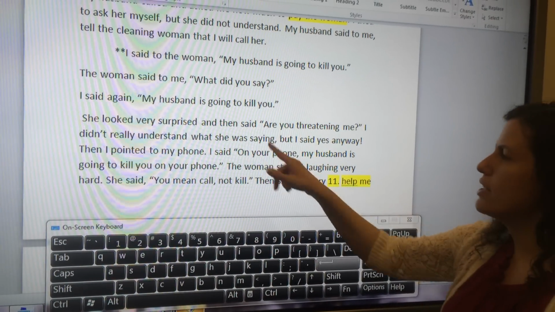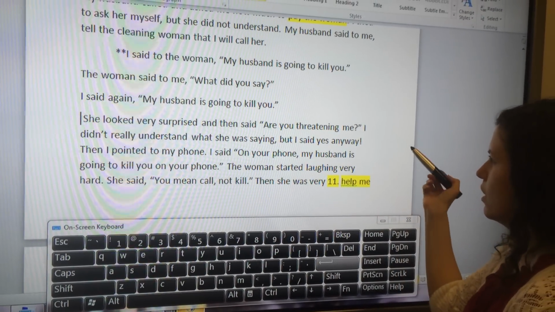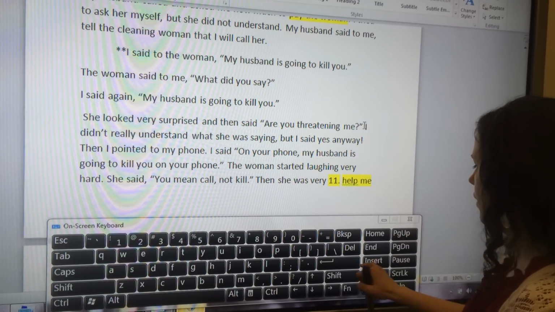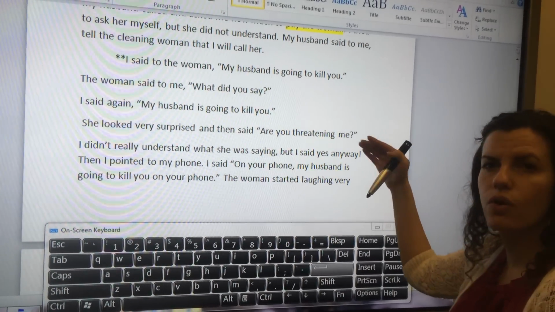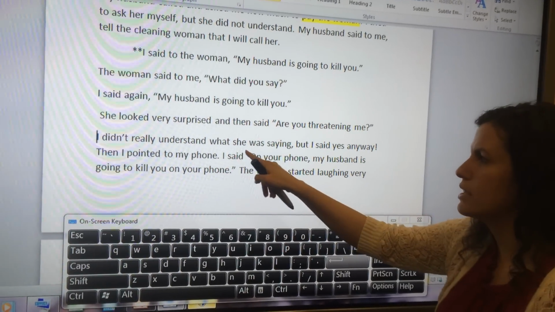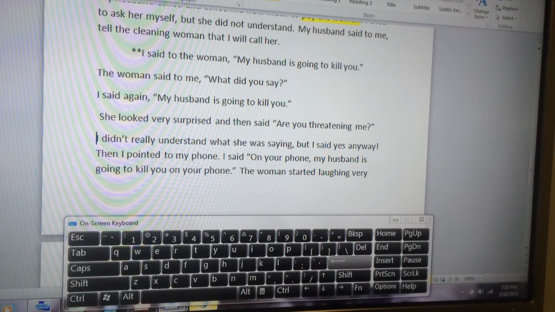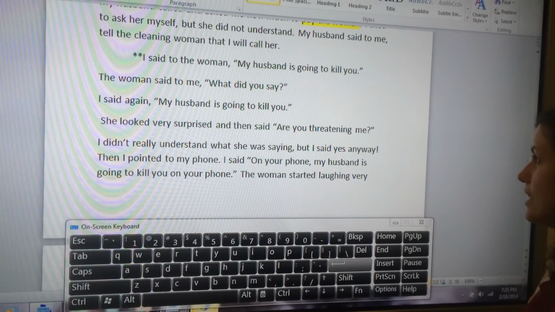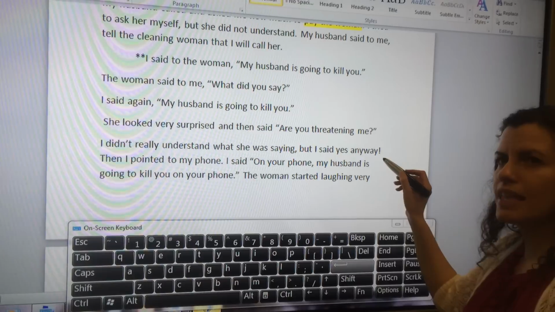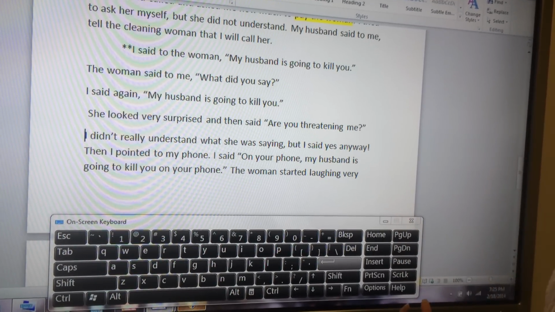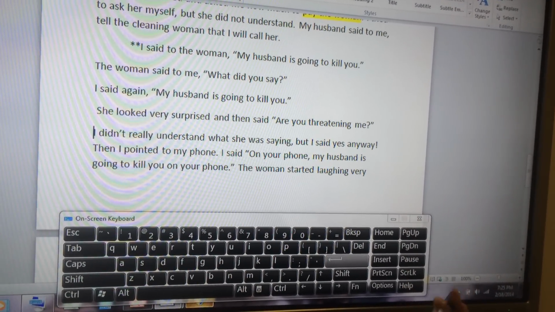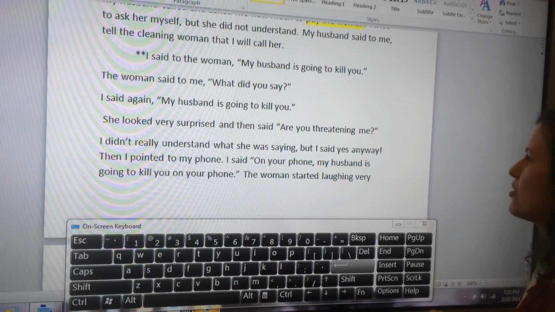She looked very surprised and then said, "Are you threatening me?" Okay, the end of that sentence, the end of that speaking, so we're going to, again, move the sentence down. I didn't really understand what she was saying, but I said yes anyway. And I think that was a good spot for an exclamation point. She was remembering something with a lot of feeling, so we can use an exclamation point.